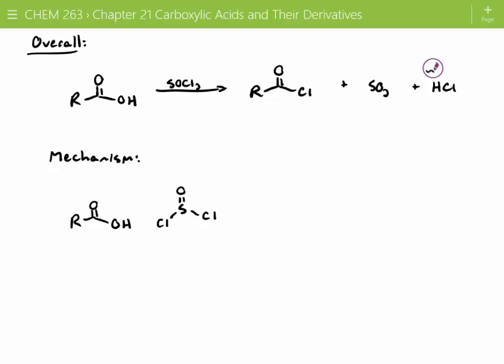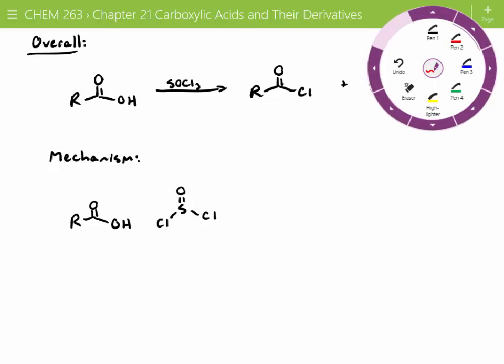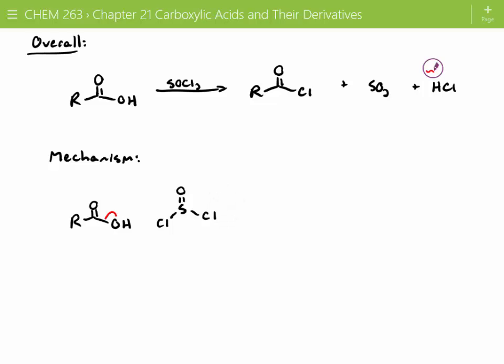Thionyl chloride is one of the world's best electrophiles, so it really, really wants electrons. And so what happens is that this lone pair will jump down, this lone pair will jump up, and you push electrons onto those sulfurs. So the carbonyl lone pair is what's attacking the sulfur.